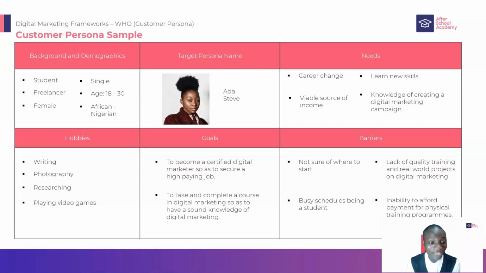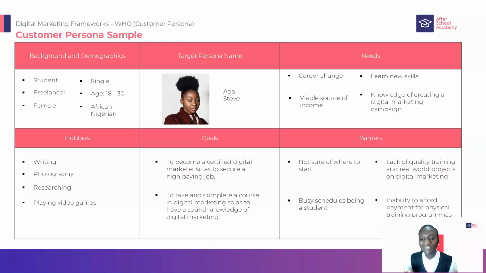Okay, let's leave that. Now, background and demographics: student, freelancer, female, single, age 18 to 30. Then African, of course, Nigerian. Good. So if I'm trying to sell to the whole world, then I have to create another persona. So you can have more than one customer persona, but for every customer persona, it must be targeted to a singular person.